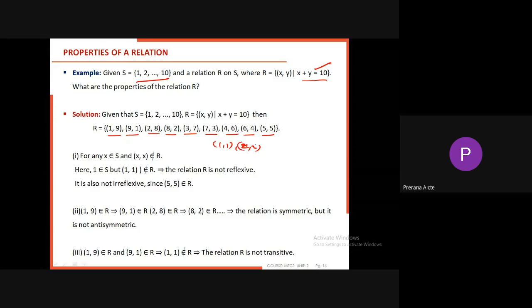So that kind of ordered pair is not there. Only 5, 5 is there. For the others, 1, 1 and 2, 2 are not there, so it will not follow the reflexive property.